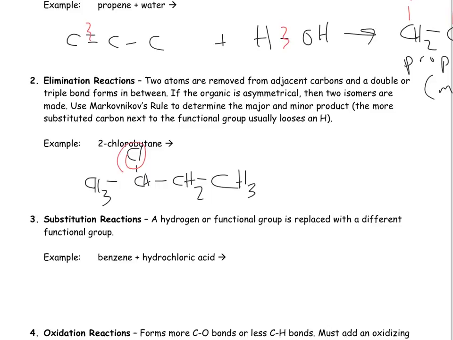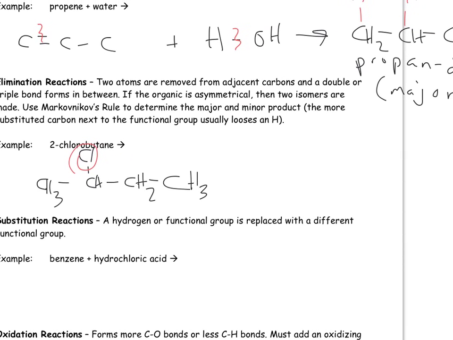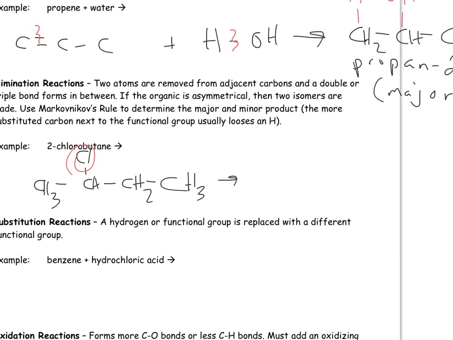I recognize that I'm going to get two isomers because this organic is asymmetrical around the first functional group I'm going to pull off. Notice I've got a CH3 on this side and I don't have a CH3 on this side. So I'm going to draw both possibilities. The first one is I'm going to pull an H off the first carbon, so that becomes a CH2, and I'm going to form my double bond in between carbon 1 and carbon 2.